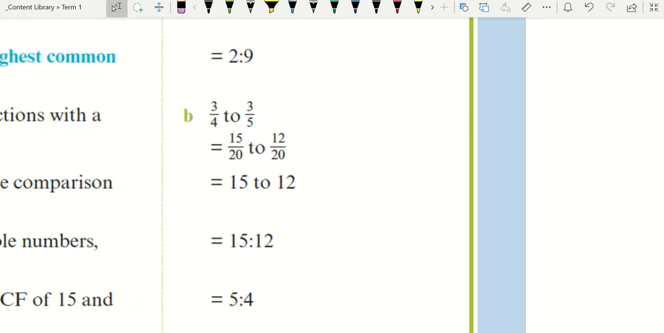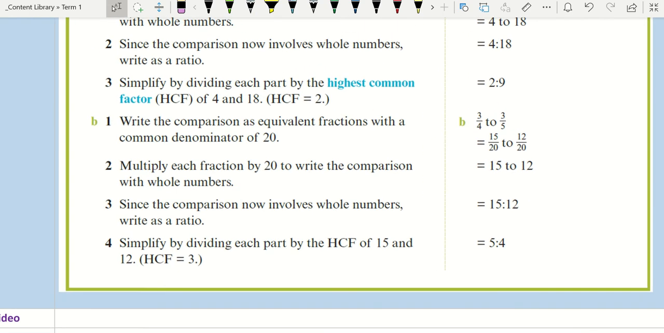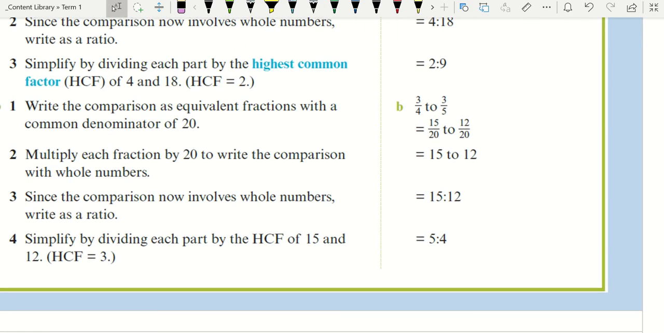So what we want to do is find common denominators, and I'll leave that thinking over here on the left hand side as well. What is the lowest common denominator for quarters and fifths? Well, I could say 4 times 5 equals 20, and that's a quick way to do it. So let's convert 3/4 into 20ths.